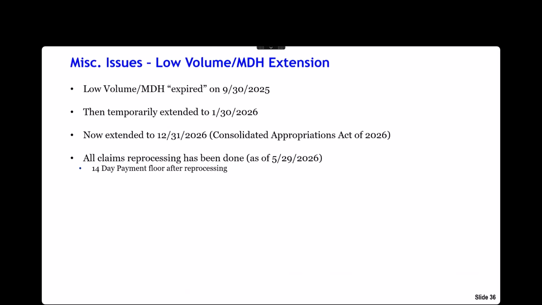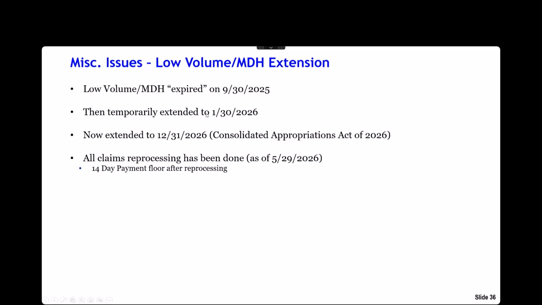So low volume and MDH, for example, expired on 9/30/2025. Now notice that was right at the end of the federal fiscal year anyways. So if nothing else, it was a nice clean cut. But then it was extended retroactively to 1/30/26. So that means any claim from 10/1/25 to 1/30/26, when it first processed, would not have had the low volume or MDH in it, but we had to reprocess them.